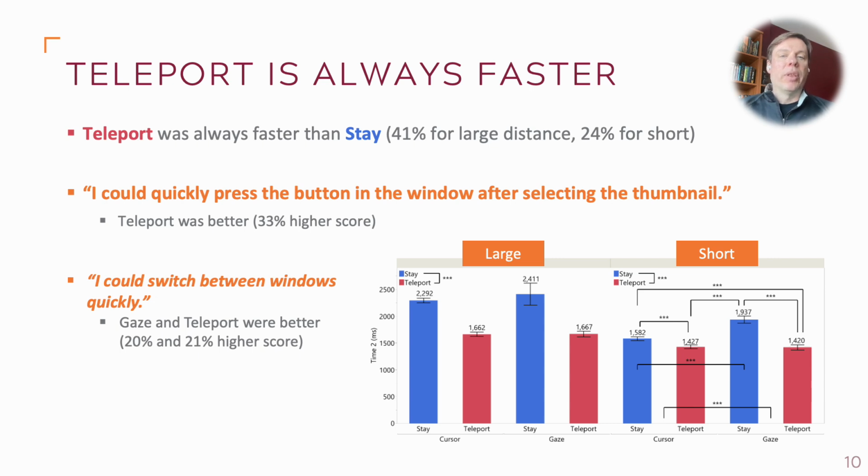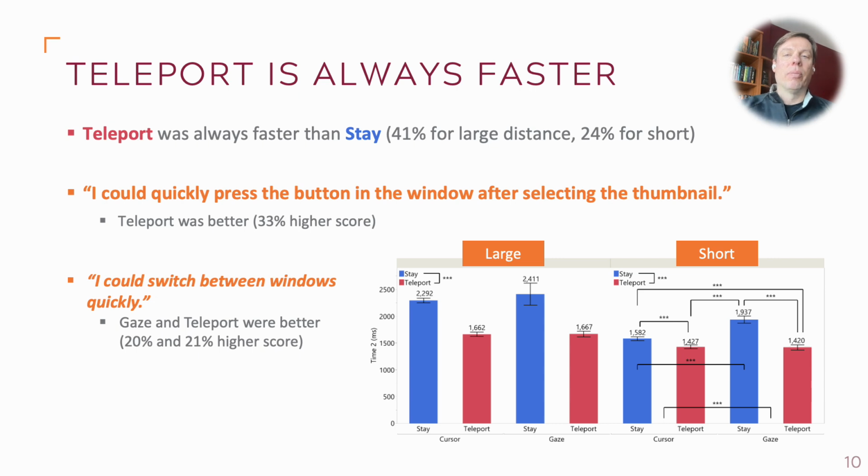Secondly, we found that for the selection of the button in the new target window, teleport was always faster than stay. And it was 41% faster on large distance trials and 24% faster on short distance trials. In terms of user perception, again, participants perceived that teleport was faster, with a 33% higher score on that question. And as far as overall window switching, they also believed that gaze and teleport were faster, 20 and 21% higher on the score there.